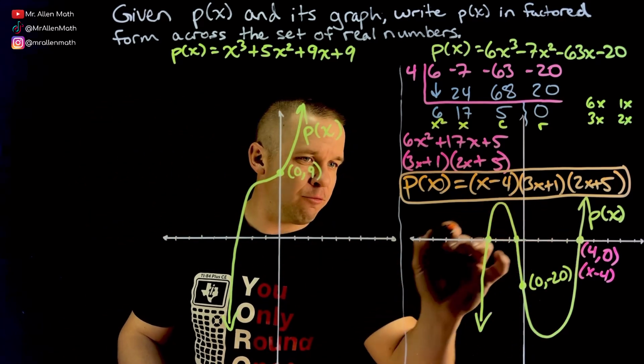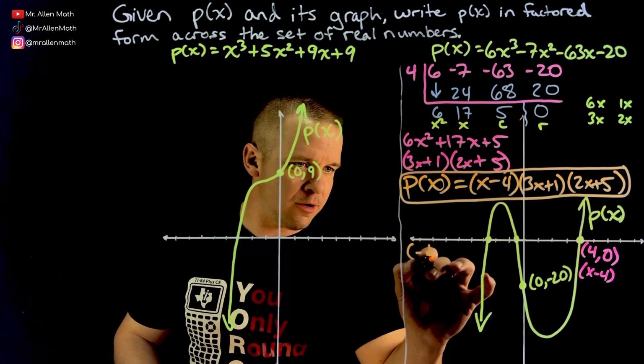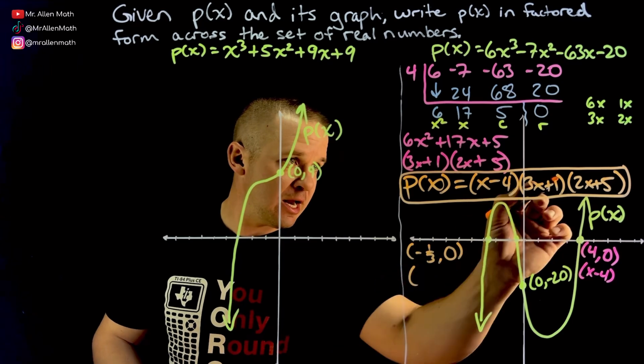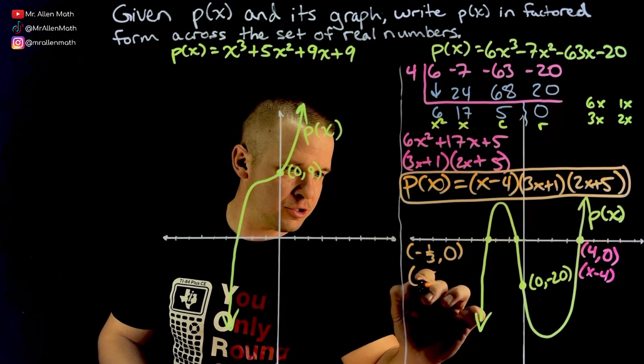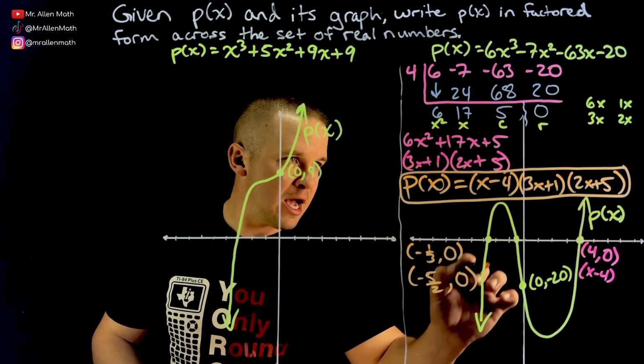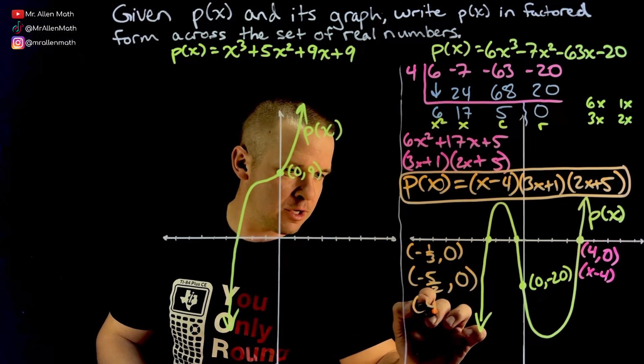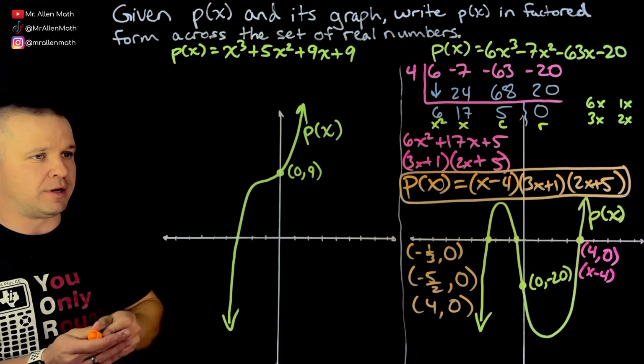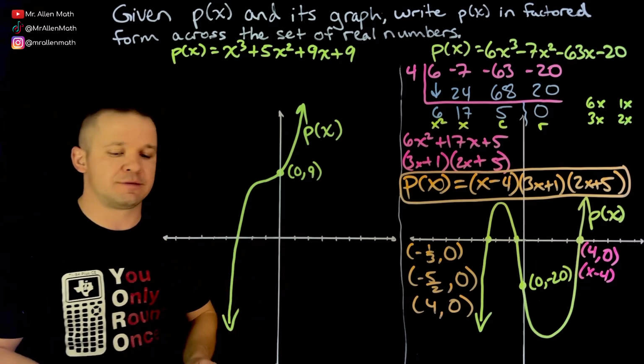So we would have negative 1/3, right? Negative 1/3, comma 0. If I set that equal to 0, I'd subtract 1, divide by 3. I'd have negative 5 over 2, comma 0. And then I would have 4, comma 0. So if we asked for the x-intercepts, you can put them right there. I didn't ask for them in this one, but now you're ready just in case you are asked. All right.